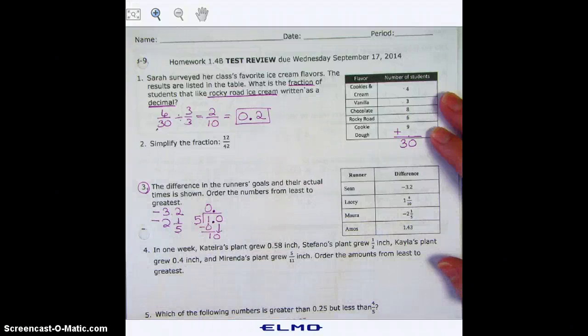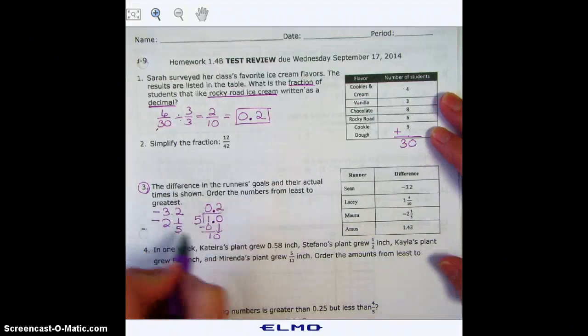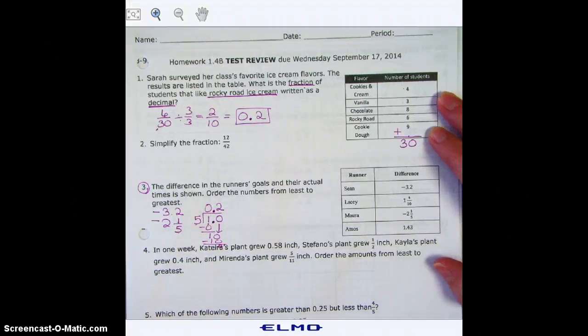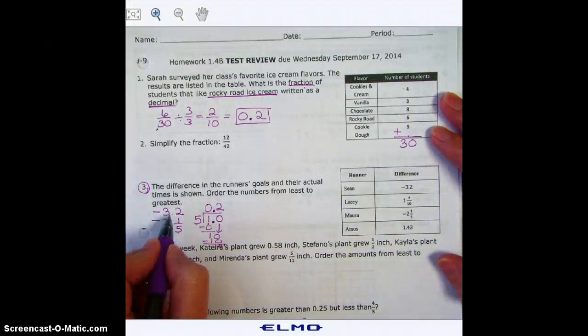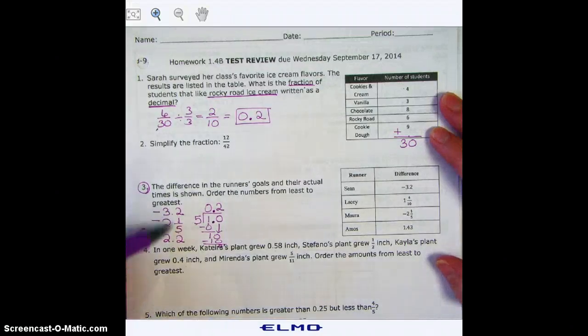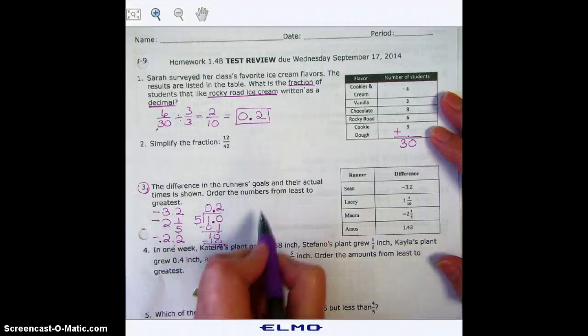5, you can make 2 5s out of 10. So 5 times 2 is 10. Subtract, and you get a remainder of 0. So the answer is 0.2. So we have -3 2/10, and we have -2 2/10. Well, you should already know by looking at that -3 is more than -2. And if you remember, the larger the negative number, the smaller its value is.